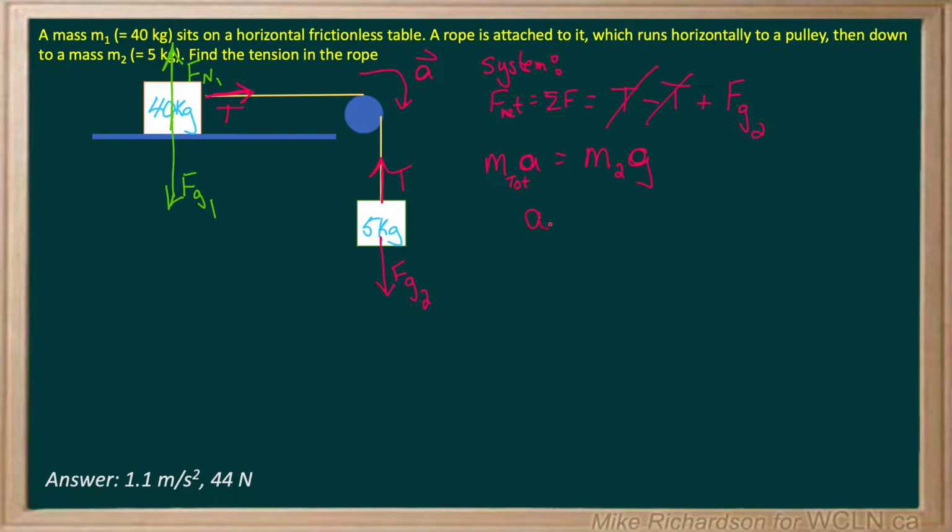So my acceleration will be m2g over my total mass, which is simply 5 times 9.8 all over my total mass, which is 5 plus 40, 45, and I end up getting an acceleration of 1.1 meters per second squared. Keep in mind for any of these pulley problems, you can't get an acceleration greater than 9.8 because gravity is driving the system. So now we know the acceleration.